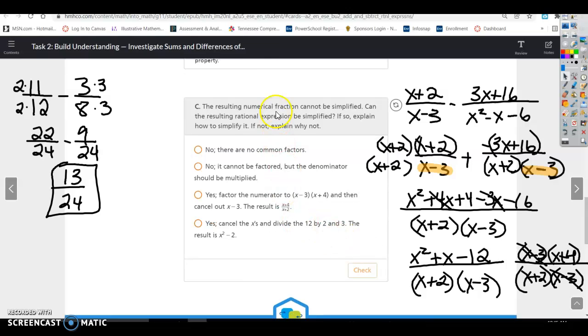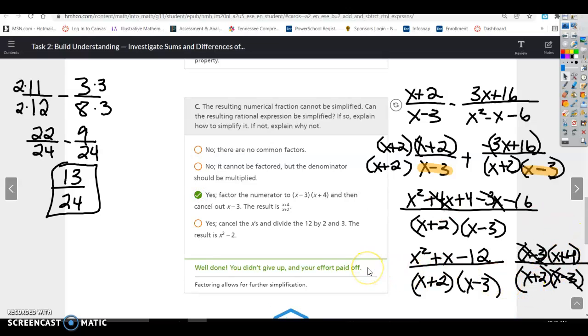Alright, the resulting numerical fraction cannot be simplified. Can the resulting rational expression be simplified? If so, explain. And we know it can because we already simplified it, and it's simplified down to x plus 4 over x plus 2.